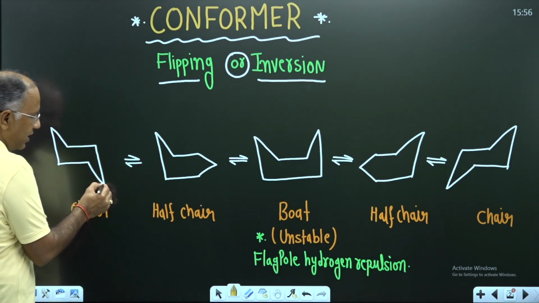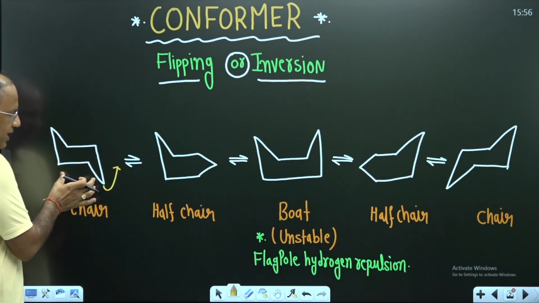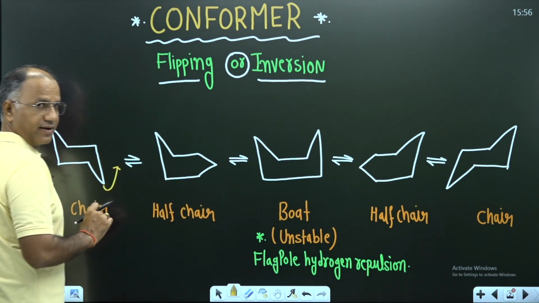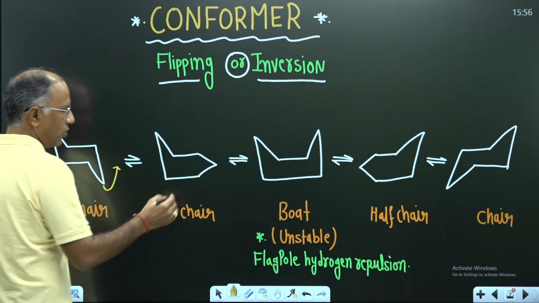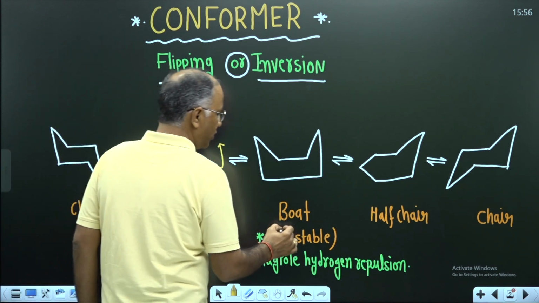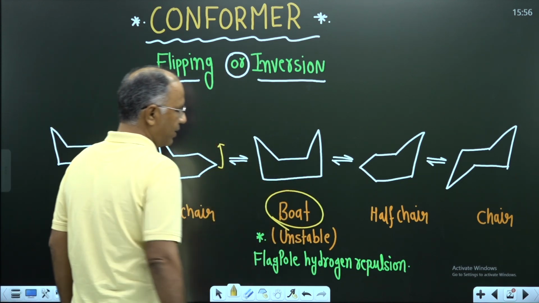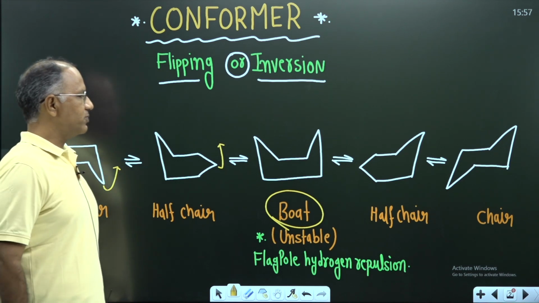At room temperature, if we move this carbon slightly up, this chair will convert into half chair. If you move this bond up, the chair will convert into half chair. Now again, if we move this carbon up, this half chair will convert into boat form. And boat is our unstable form. Why is it unstable? I will explain later.